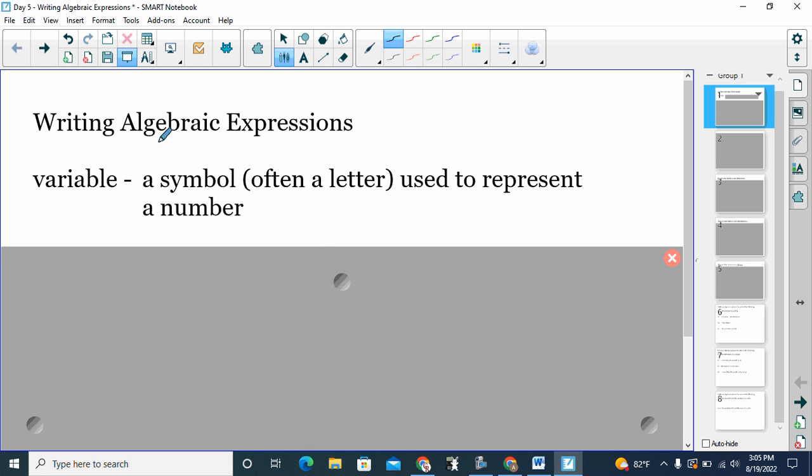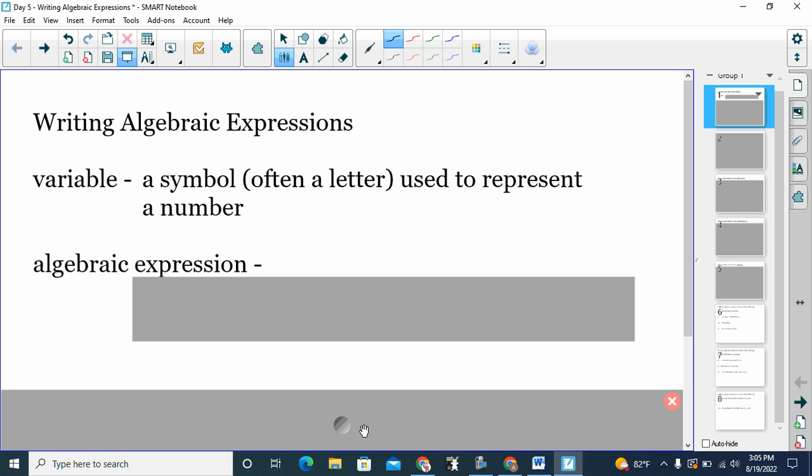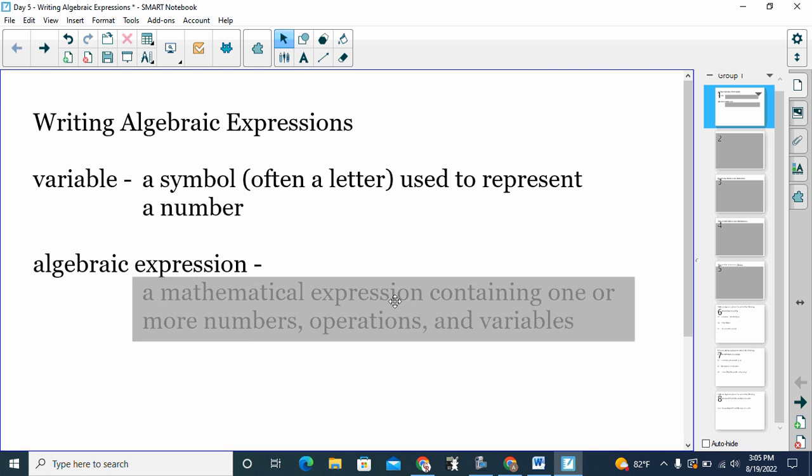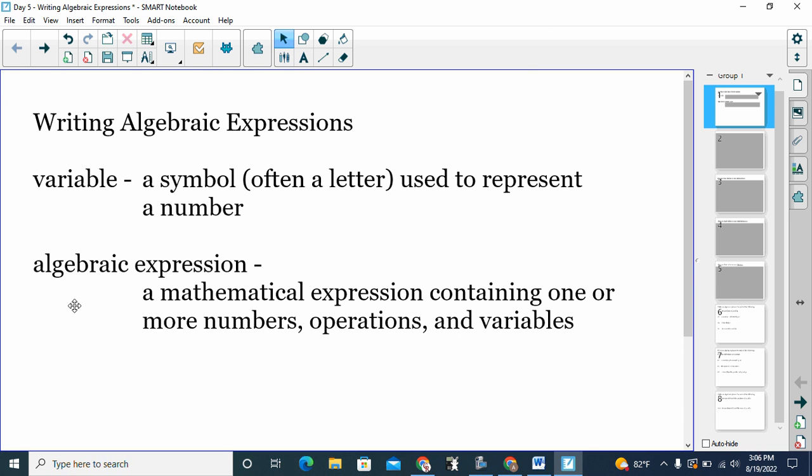Today's lesson is on writing algebraic expressions. So we should probably define what an algebraic expression is as well. It's an expression, like a number sentence, but it doesn't just have numbers in there. It's a mathematical expression containing one or more numbers, operations, and variables.